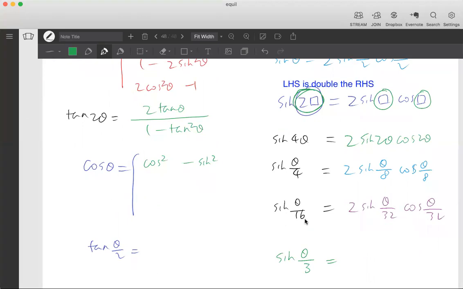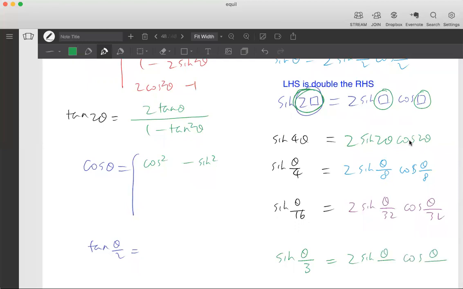Would it be? Whenever you have sine 2 box, it's 2 sine box cos box. The 2 box on the left hand side is double the box on the right hand side. Would it be 2 sine theta over 9, and then cos theta over 9?